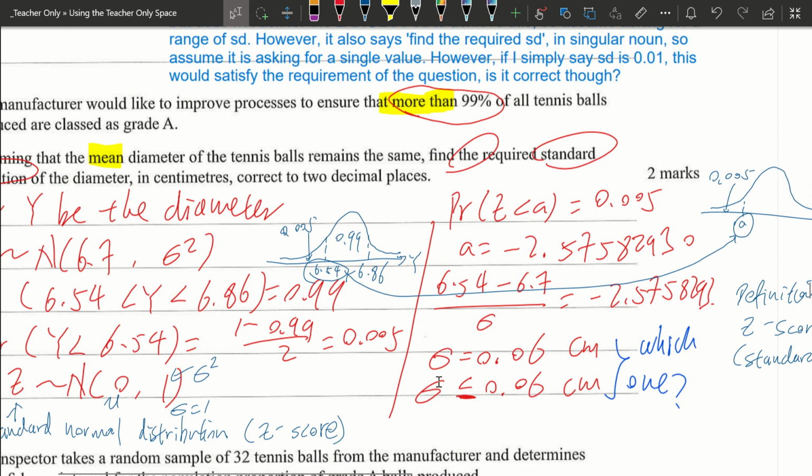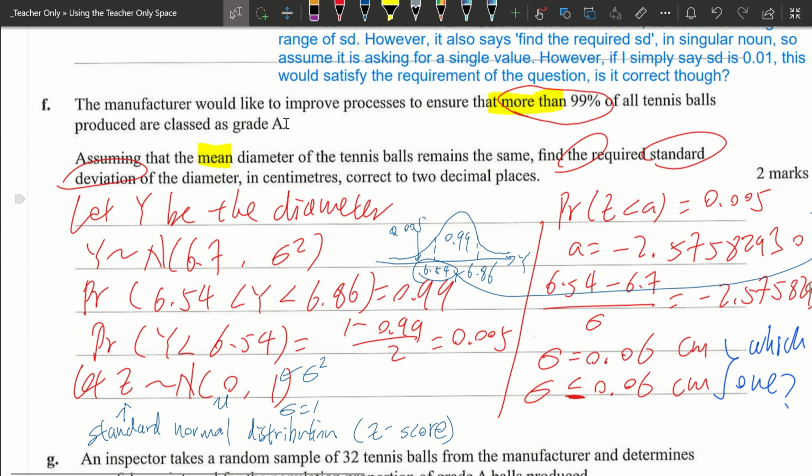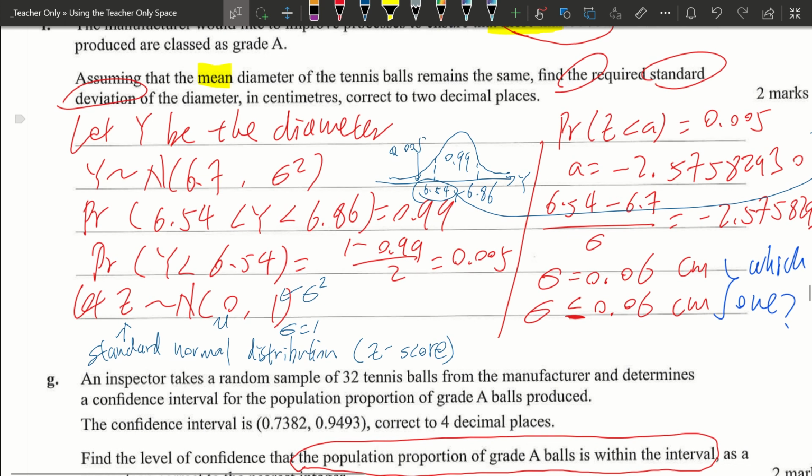The reason I first wrote down the last line, sigma less than or equal to 0.07, is this. The question says more than 99% of all balls are class grade A. It's like this. If you make the standard deviation smaller, the graph becomes narrower. Right? So the graph may be like this when sigma is 0.07. But if you decrease the standard deviation, it's going to look like this, right?